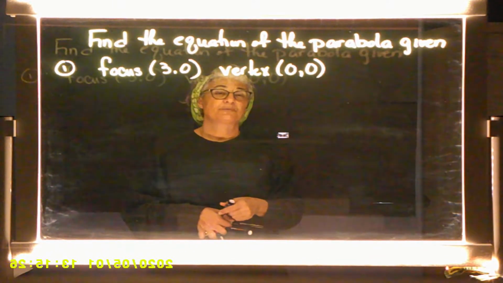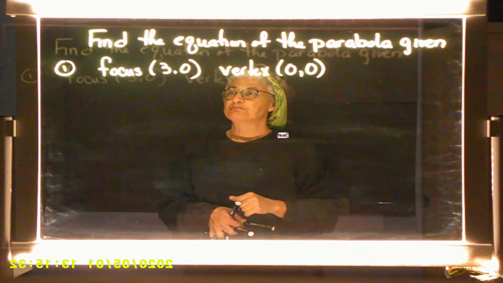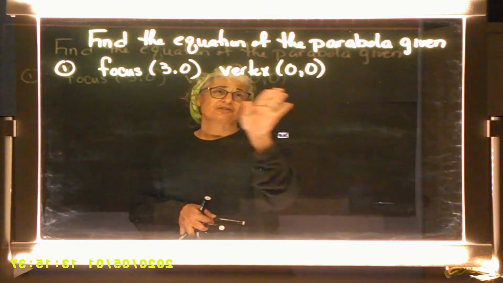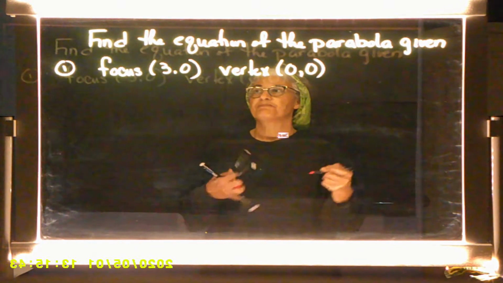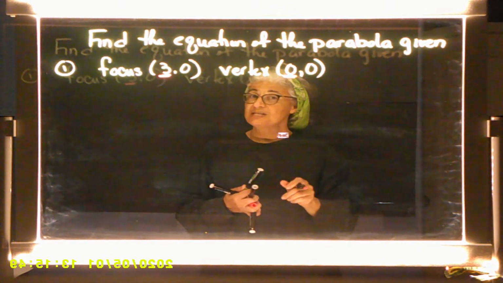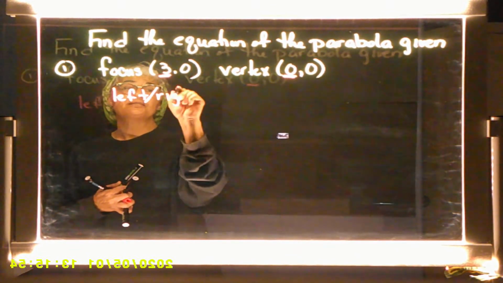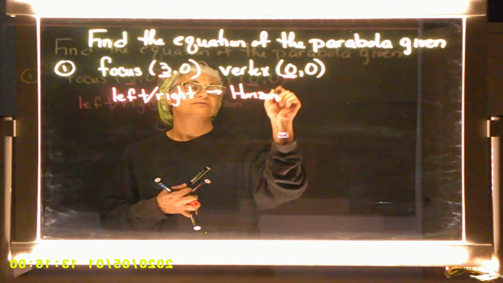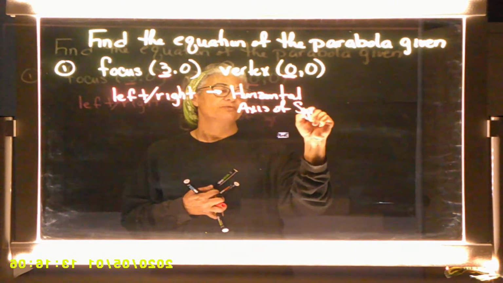Okay, so let's look at this example. They're asking us to find the equation of a parabola given this information. Now, notice something. Because I have parabolas that go up and down, left and right, based on this information, I need to figure out which direction it's going. I'm noticing the x values are changing, which means this parabola is either going left or right, which means we have a horizontal axis of symmetry. Are you with me?